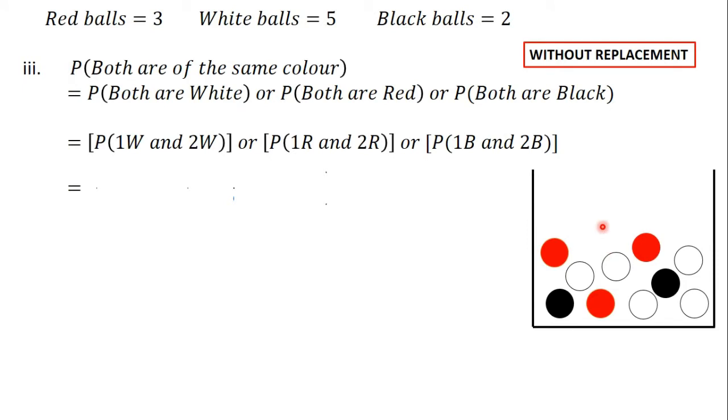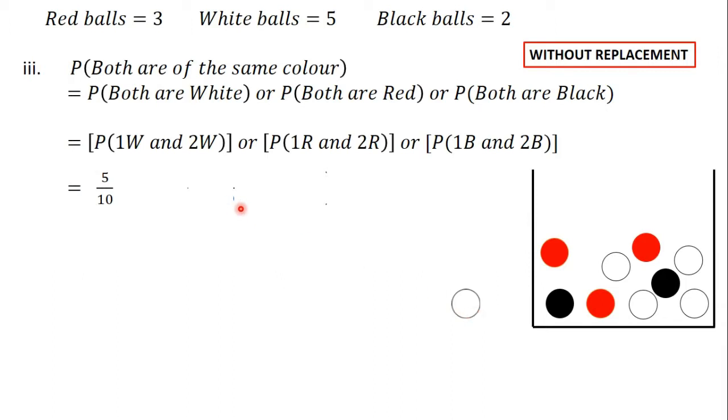In the box, we have 5 white balls and a total of 10 balls. So the probability that the first ball is white will give us the number of white balls in the box, which is 5, divided by the total number of balls in the box, which is 10. So the probability that the first ball is white is 5 divided by 10. This means that we have selected the first ball from the box and it is white.